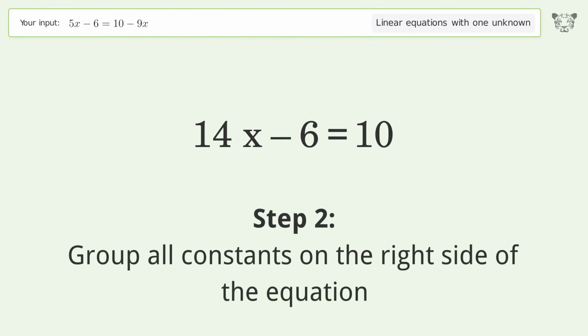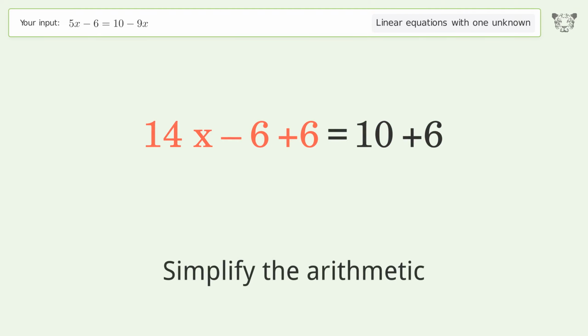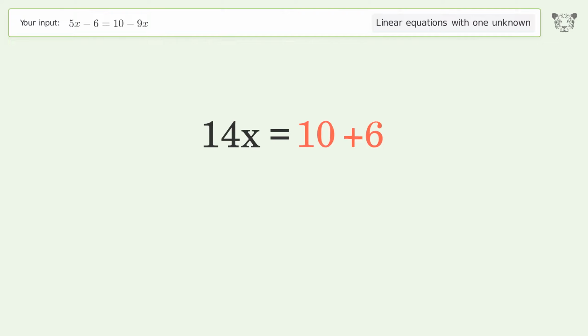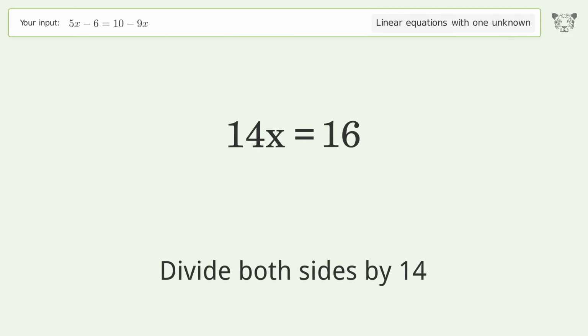Group all constants on the right side of the equation. Add 6 to both sides. Simplify the arithmetic. Isolate the x. Divide both sides by 14.